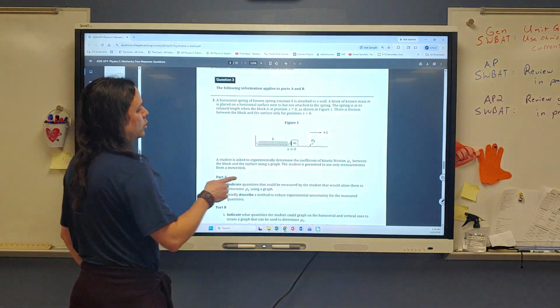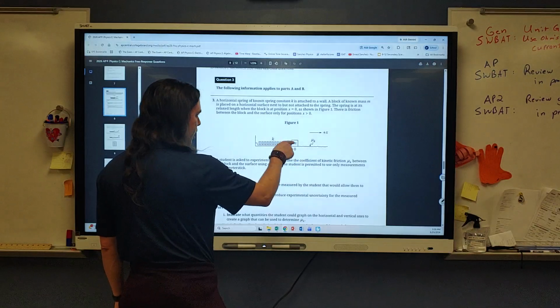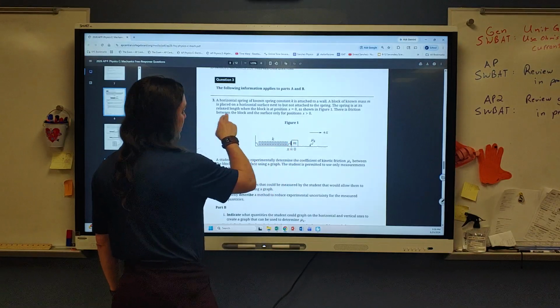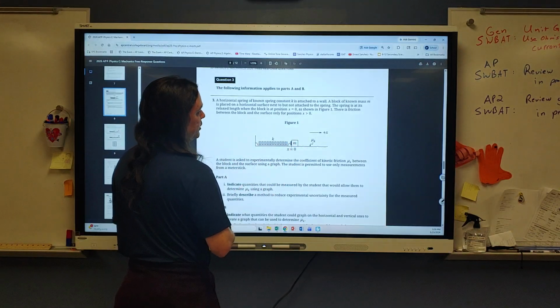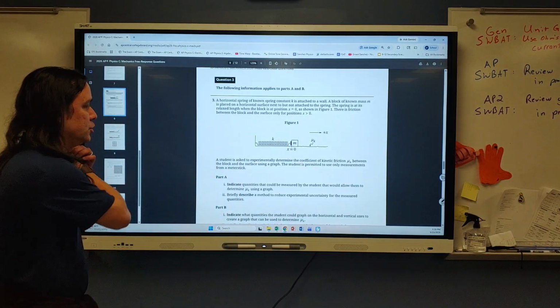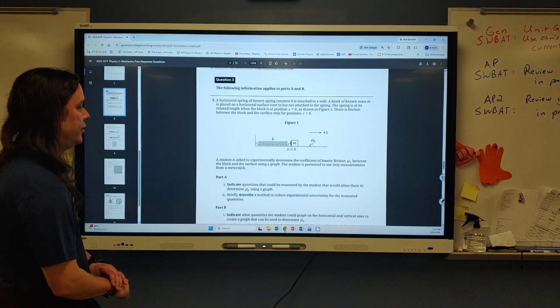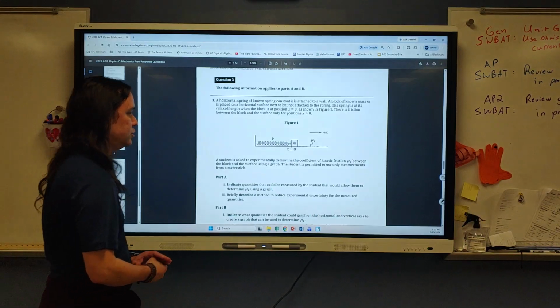A horizontal spring of known spring constant k is attached to a wall. A block of known mass M is placed on a horizontal surface next to, but not attached to, the spring. The spring is at its relaxed length when the block is at position x equals 0, as shown in figure 1. There's friction between the block and the surface only for positions x greater than 0.